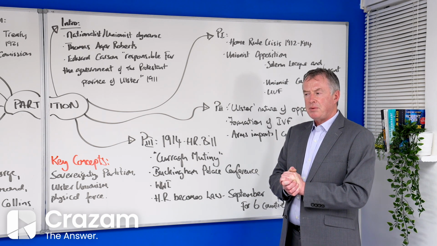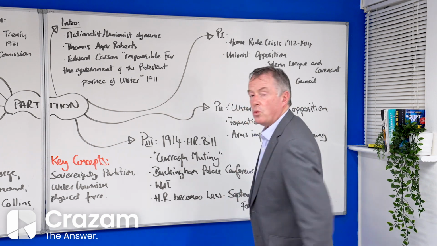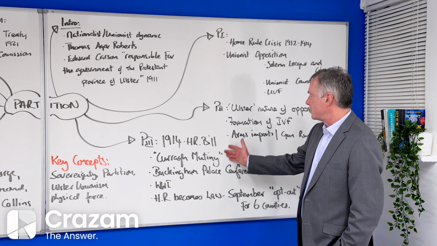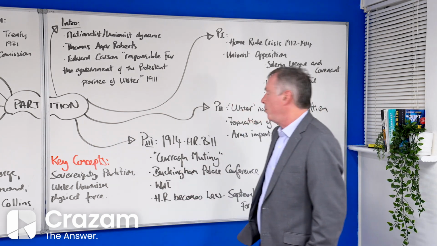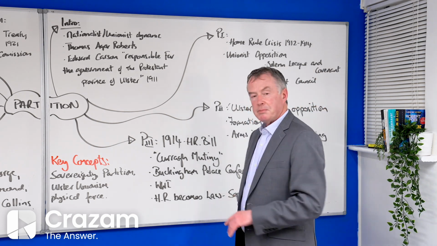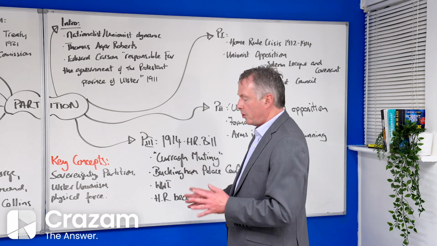The idea of compromise between the two sides is remote at this stage, and it becomes more remote with the events of 1914. So 1914, the crisis comes to a head. In April, the Home Rule Bill comes into law, and it's due to come into force in September. And this is critical. This really does need to be in your answer, this idea of the Curragh Mutiny.